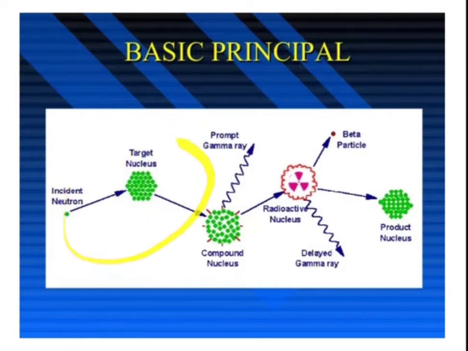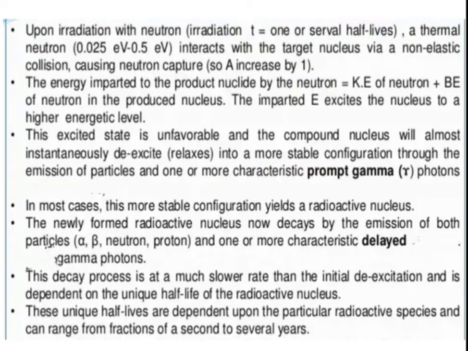Then this target material will capture this neutron, and there is a formation of a compound nuclei. After that, there is an immediate emission of gamma radiation, and this is known as a prompt gamma radiation. From the compound nuclei, it will get emitted.